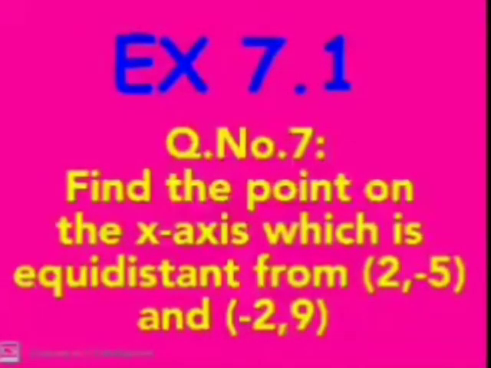Okay, after a long time, today we will discuss exercise 7.1, question number 7 to question number 10 answers. Let us start from question number 7. We will provide the solution to the particular questions. Let us read question number 7. Find the point on the x-axis which is equidistant from (2, -5) and (-2, 9). Let us move forward to the answer to question number 7.